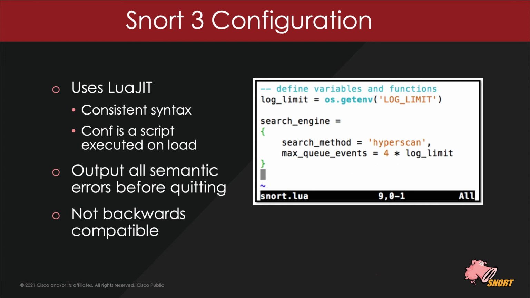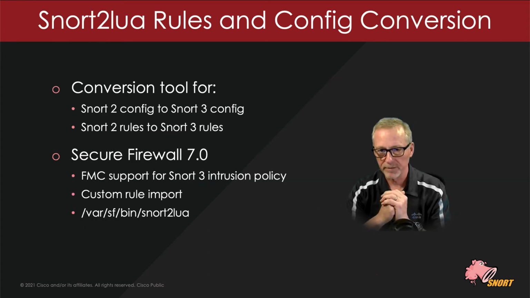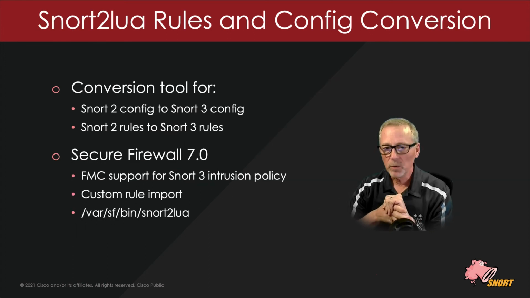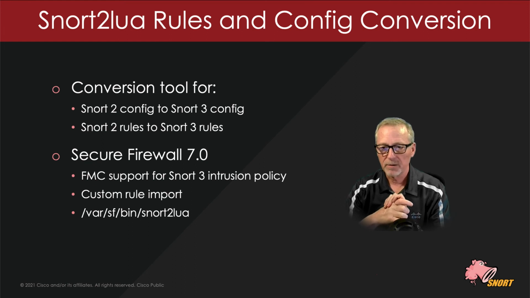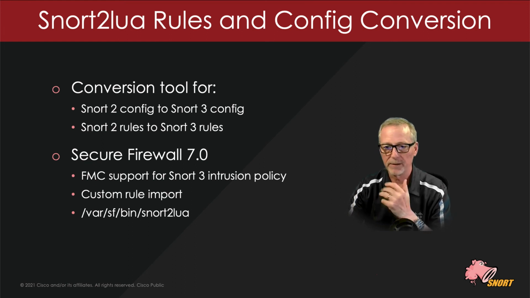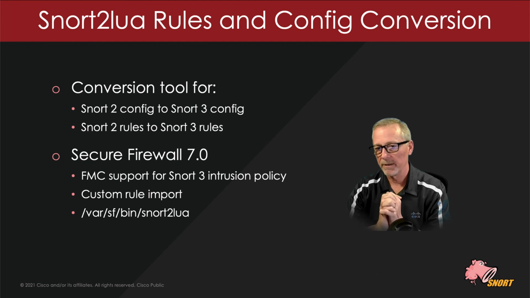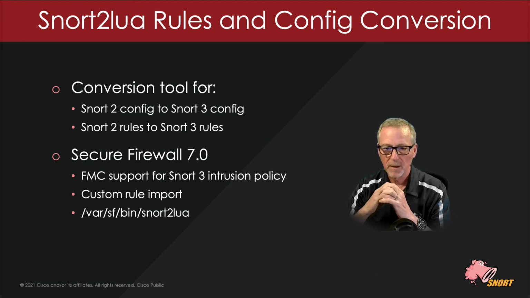Now the Snort 3 configuration is not backwards compatible. It can't read a Snort 2 configuration file, but we have an answer for that. There's a conversion tool called snort2lua. Snort2lua is a binary that will be generated if you compile Snort. So if you download the source code and compile the Snort binary, one of the other binaries that will pop out as part of that make or compile process is the snort2lua binary. That will convert your Snort 2 configuration file to a Snort 3 config. It'll also convert your Snort 2 rules to Snort 3 rules.